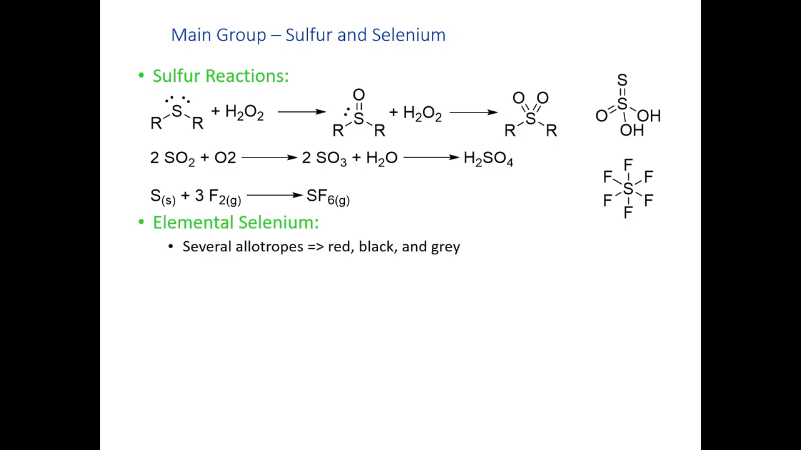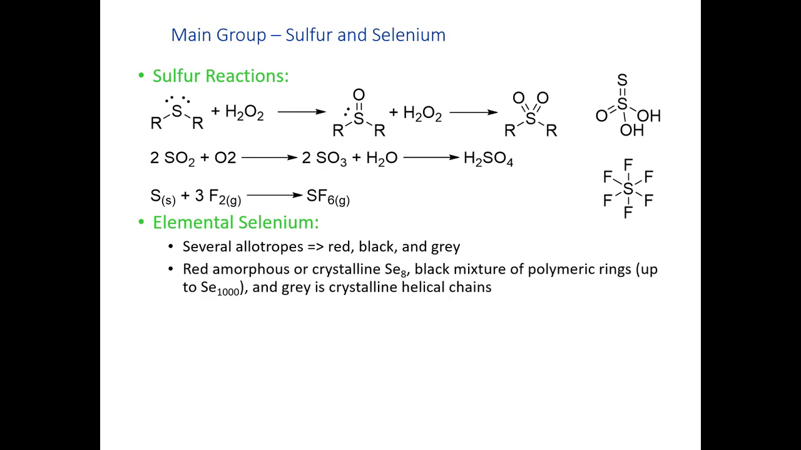Moving on to selenium, it has several allotropes in its elemental state, including red, black, and gray forms. Red selenium can be either amorphous or crystalline, and it is comprised of cyclic selenium-8 units. Black selenium is a mixture of cyclic polymers with up to 1,000 selenium atoms possible, while gray selenium is crystalline with helical selenium chains.